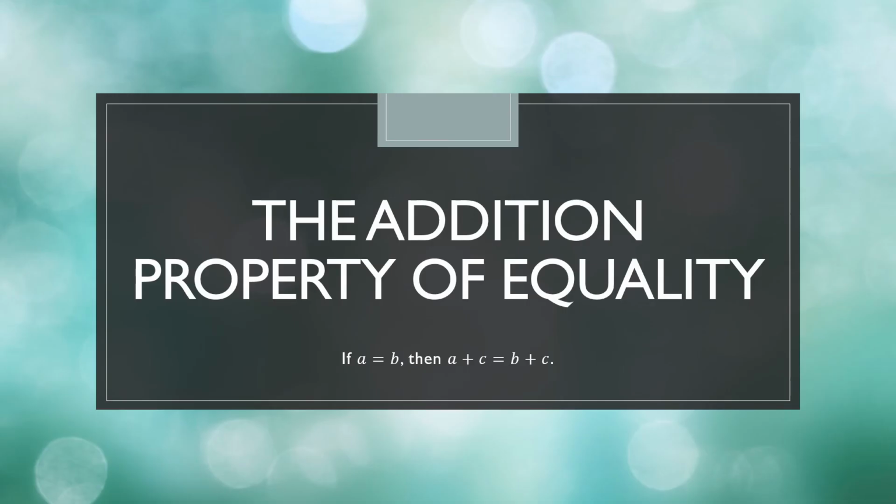To sum up the addition property of equality, anytime we have an equation, if we want to keep the equation balanced, if we add something to one side of the equation, we must also add that same number to the other side of the equation. And that is the addition property of equality.